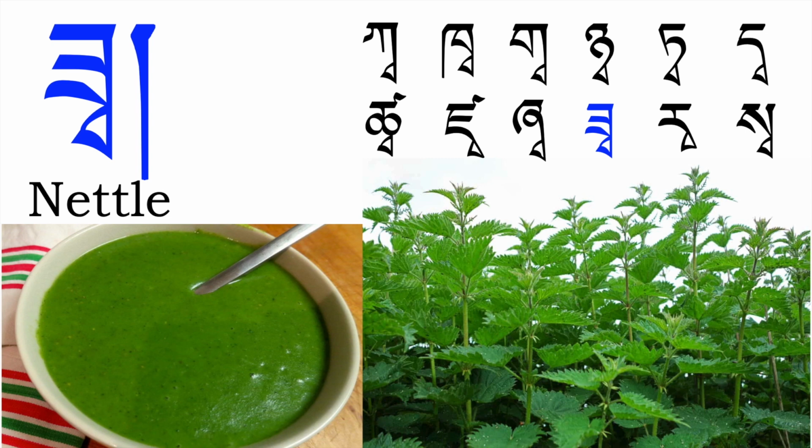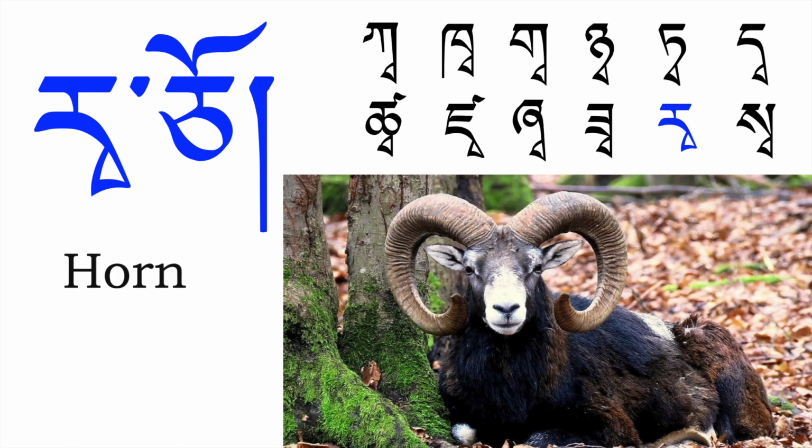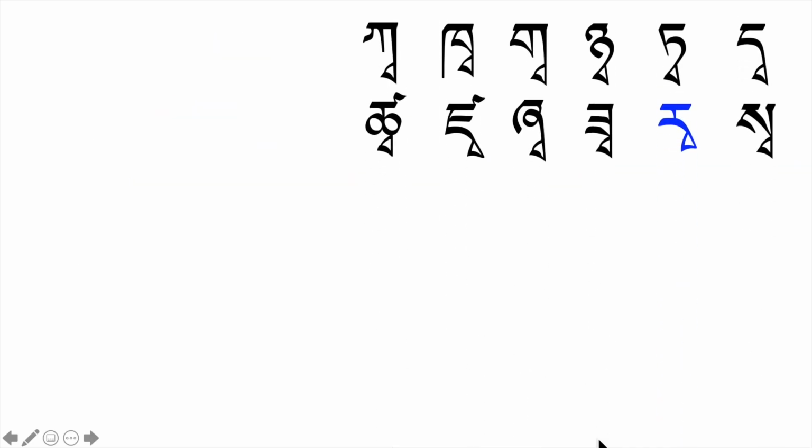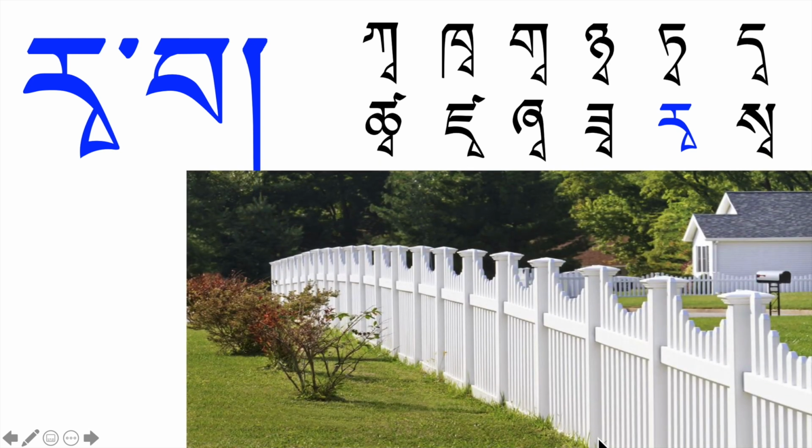This is the very famous food of the yogi Milarepa, so you can see this one, Sa. Ra Wassur ra, Racho: Racho means horn. Then Ra Wassur ra wa: Rawa. Rawa means fence.